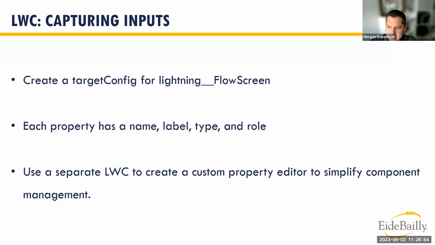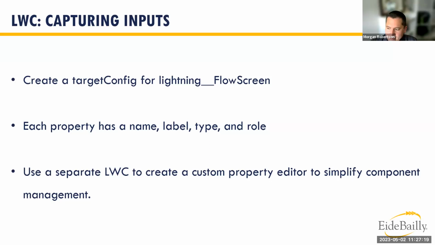So when you're capturing inputs, again, the target config, Lightning Flow Screen, you've got a name, label, type, and role. Role tells you whether it's input, output, or both. Name, label, type, just like they sound. The API name of the object, the user-friendly label that will appear in the configuration editor, and what data type is it.